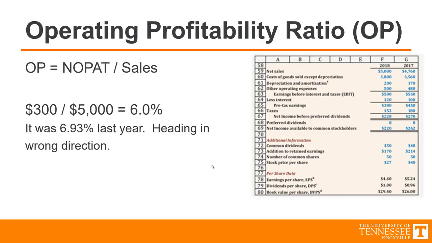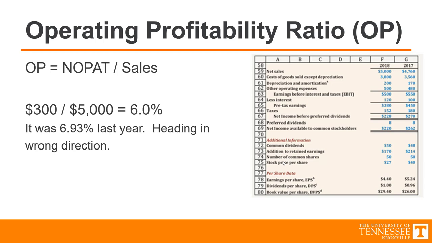Operating profitability is another number that we can look at. This is defined as NOPAT over sales. So if we look at the sales up here in the top right corner, we got 5,000 for the current year. Operating profitability would be 300 divided by 5,000. That's equal to 6%. Again, that means nothing in isolation, but if we found out that last year it was 6.93% and competitive firms are in the 8s, 8+%, that's the industry average.